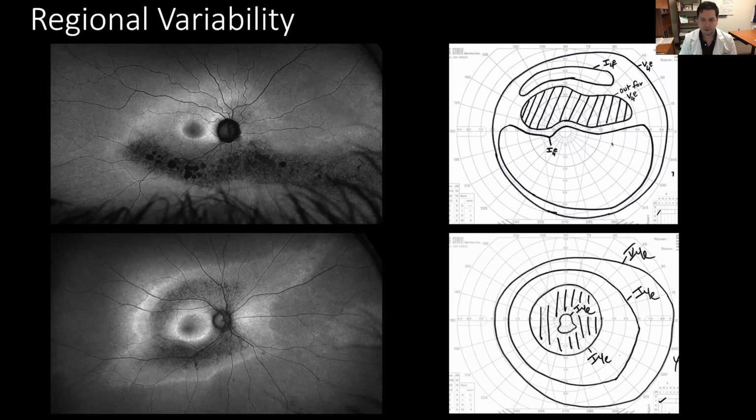Patients can also have regional variability of pericentral patterns with a near peripheral or peripheral macular ring of atrophy. And we see the corresponding ring scotoma on the Goldmann visual field. It turns out that these two patients are from the same family and they have the same genetic misspelling causing their condition. And so even within families, patients with the same underlying genetic cause can show significant heterogeneity in the types of regional variability they have in their RP.